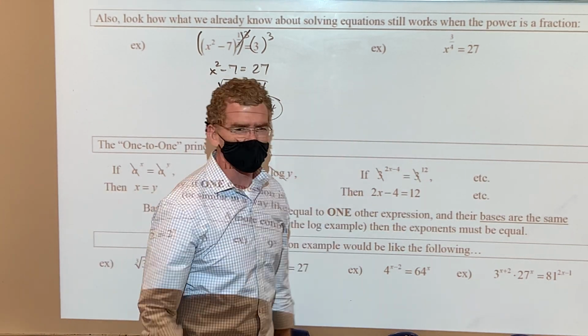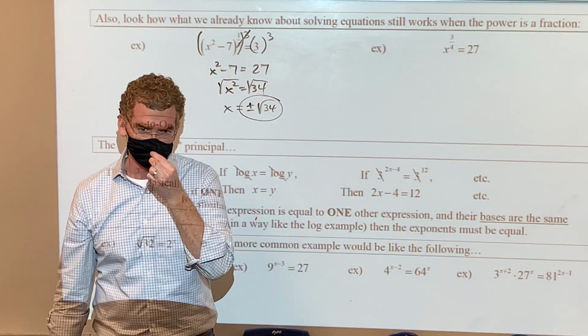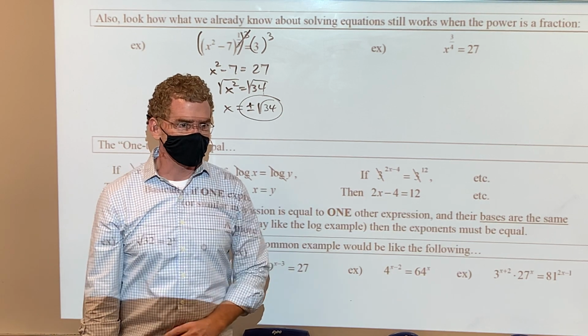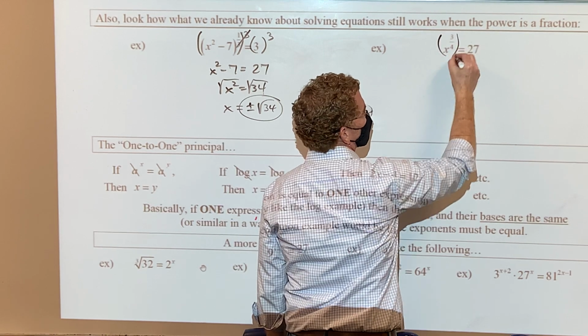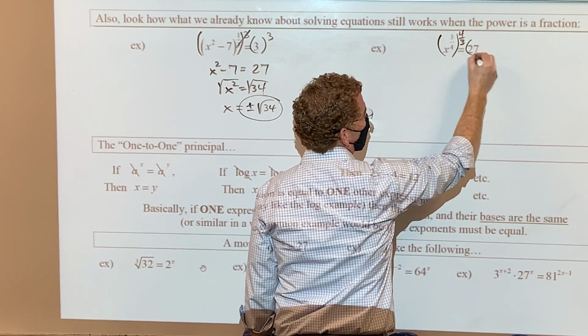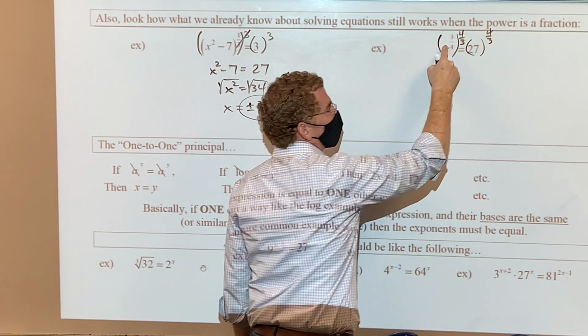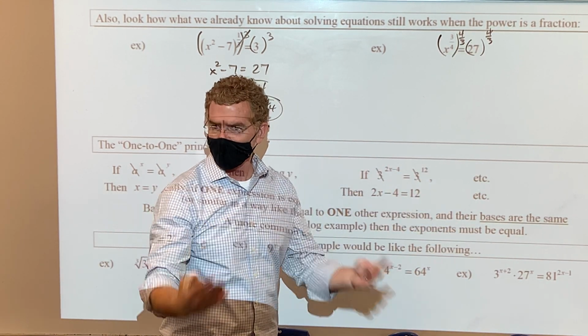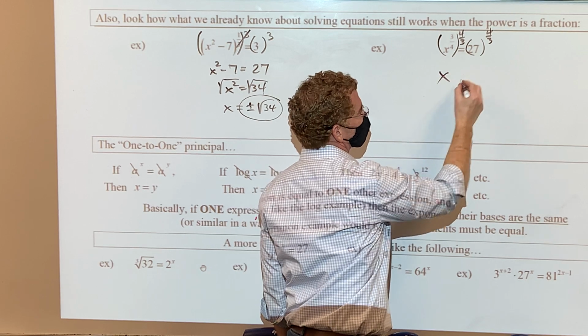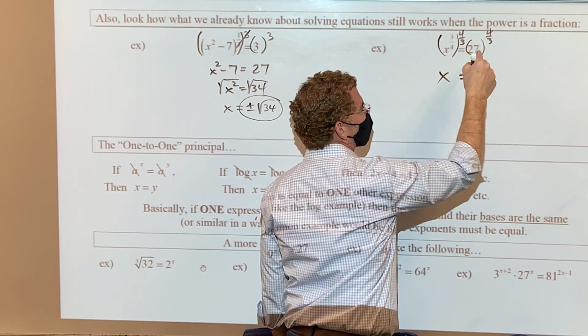So what would I do on a 3/4 power? Raise it to the 4/3 power, right? Because, and I'll show you another way, a 4/3 power on both sides, power to a power. If I multiplied, I'd get 12/12, which is 1. X to the first. Now, how do I simplify that?